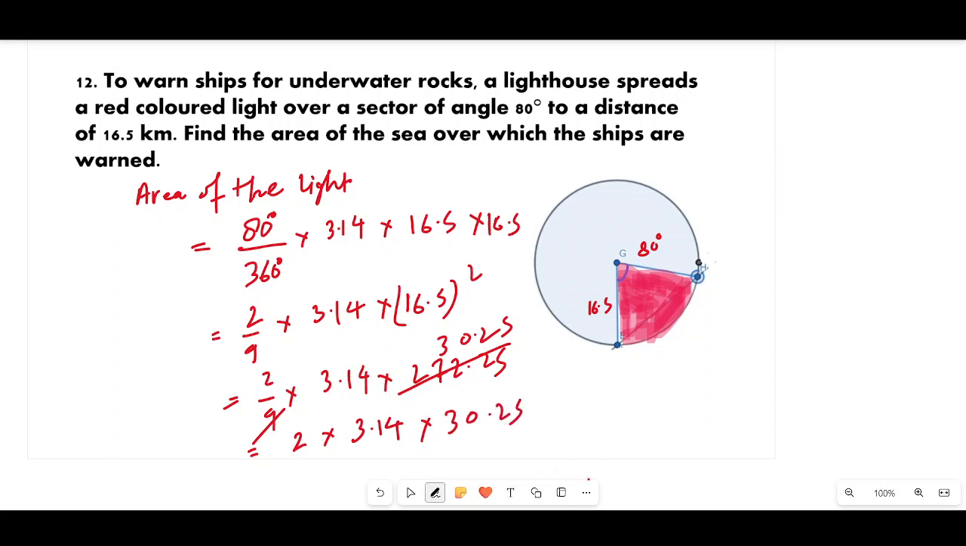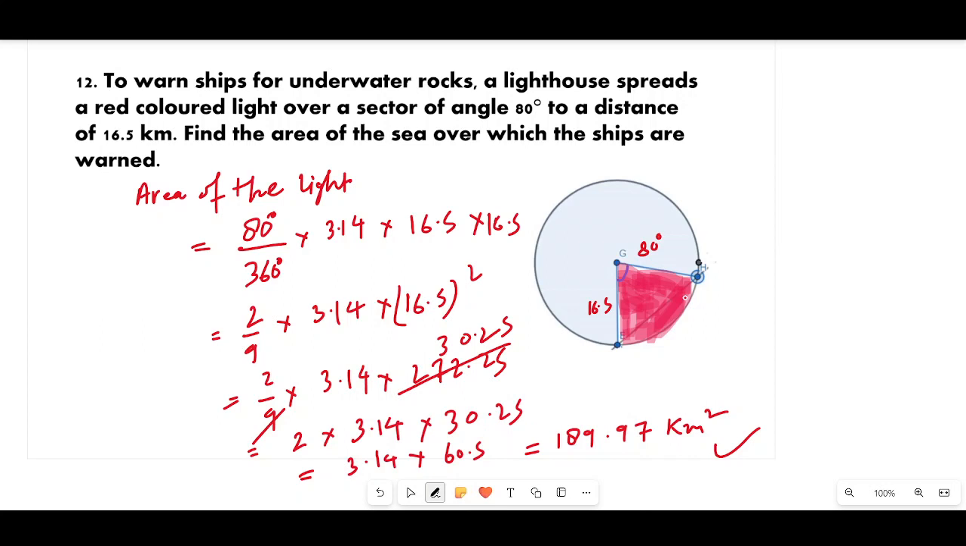So after multiplication, what we will get? 2 into 30.25, this will be 3.14 into 60.5. Now multiply it. What we will get? After multiplication, we can get 189.97, because unit is given in kilometer, so kilometer square. Clear? So this is the answer.